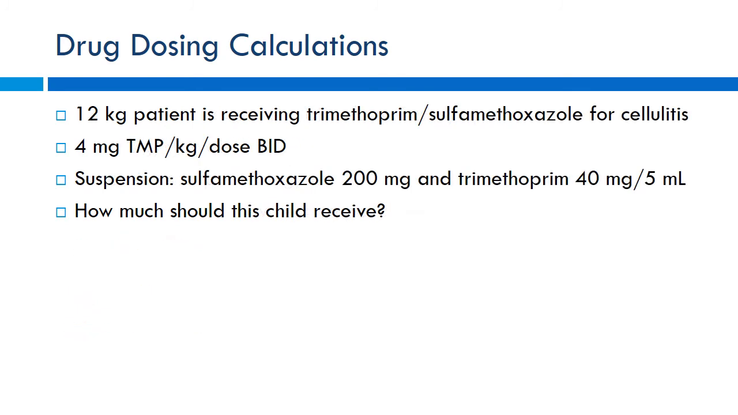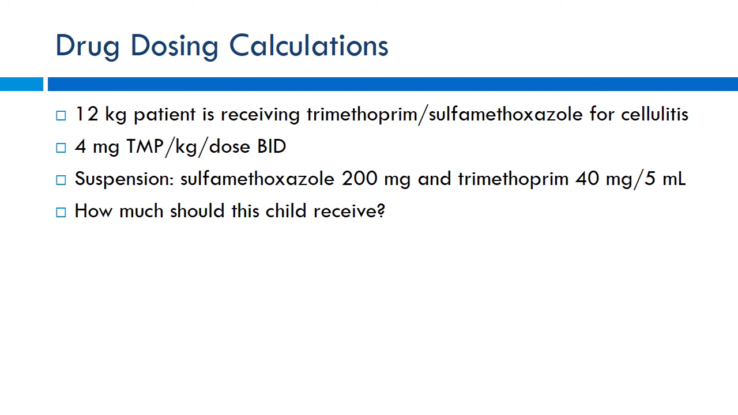So let's say in this next one, we have a 12 kilo patient who's going to be receiving a drug called trimethoprim sulfamethoxazole. It's a combination antibiotic that was sometimes used for cellulitis. Another brand name for this one would be Bactrim, or Septra. The dose we're going to give is 4 milligrams TMP per kilo per dose divided BID. TMP, which is how you'll frequently see Bactrim dosed, stands for trimethoprim.